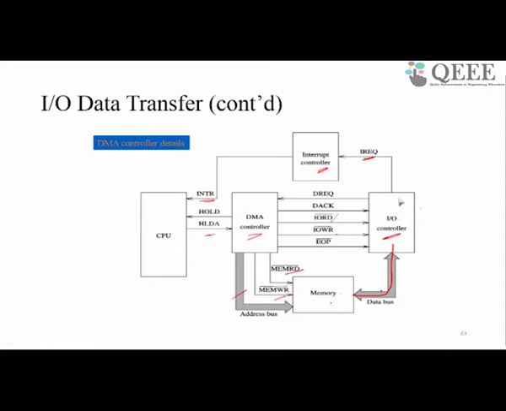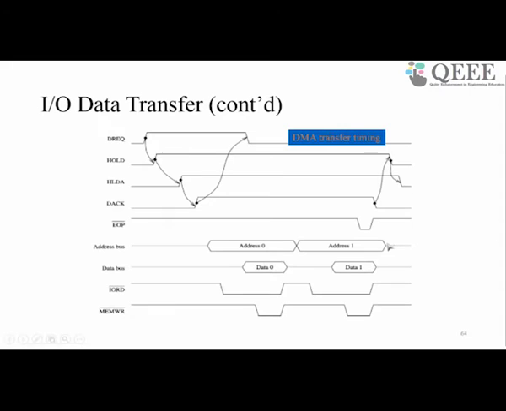The normal way it works is that the data request is generated. As a result, a hold is given to the CPU, a hold acknowledgement comes, and then a data acknowledgement is given, and a number of read write operations will take place.